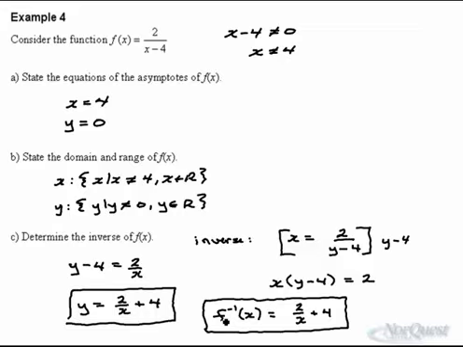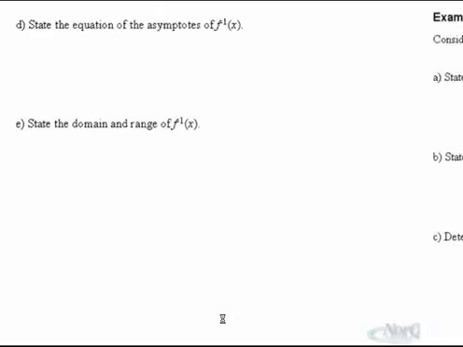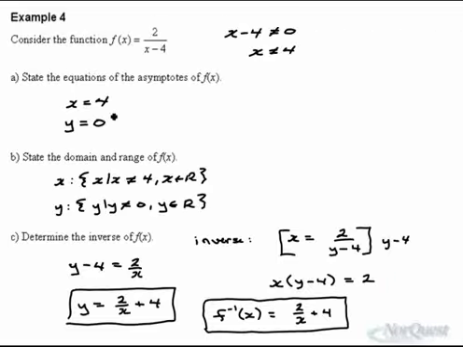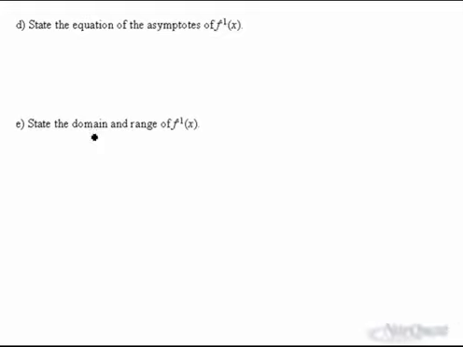Now, if you wanted to enter this on your calculator, in fact, I recommend you do. But if you really understand the concept of inverse, meaning that it's a switch of x, switch of y, switch of domain, switch of range, then to answer the last two questions, the asymptotes of the inverse will just mean switching the x and y values. So if the original had x equals 4, y equals 0, the inverse should have x equals 0, y equals 4.